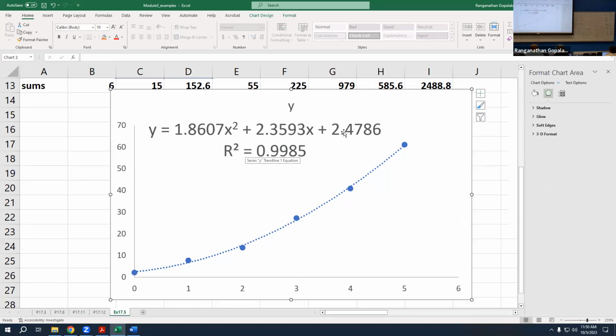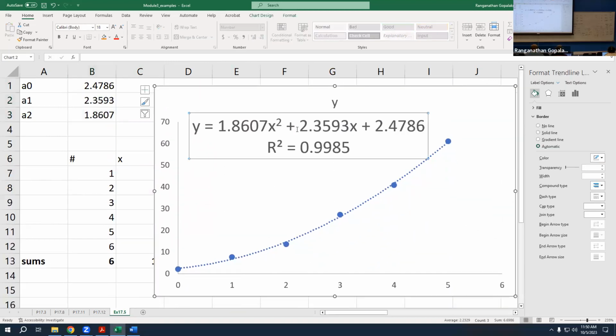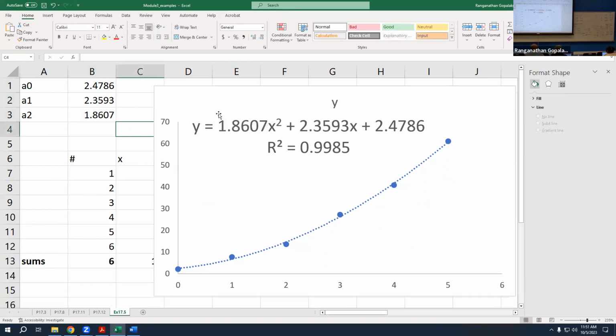So the constant term is 2.4786. Our a0 is 2.4786. If you round off everything to 4 decimal points, 2.4786. And then the linear term is 3593, and then the quadratic term is 8607, which we also get. If you are able to get all this in one place, save your file, give it whatever name you want. I'm going to create a submission portal. By 12:45, please upload this file with this sheet.